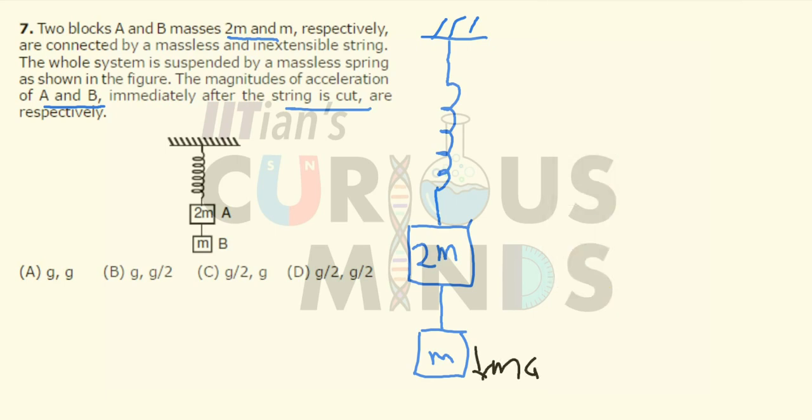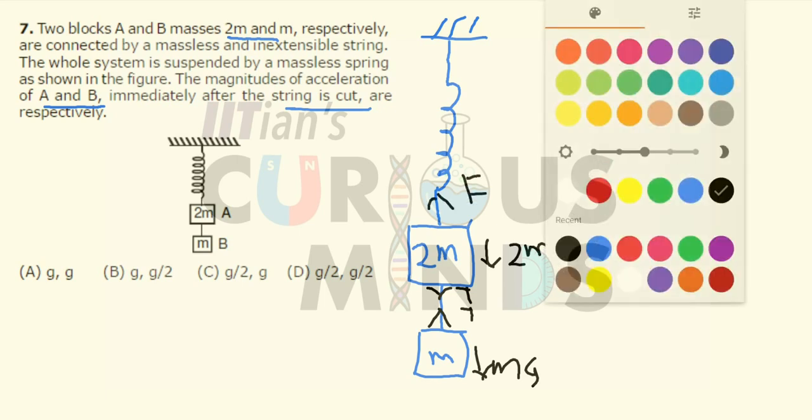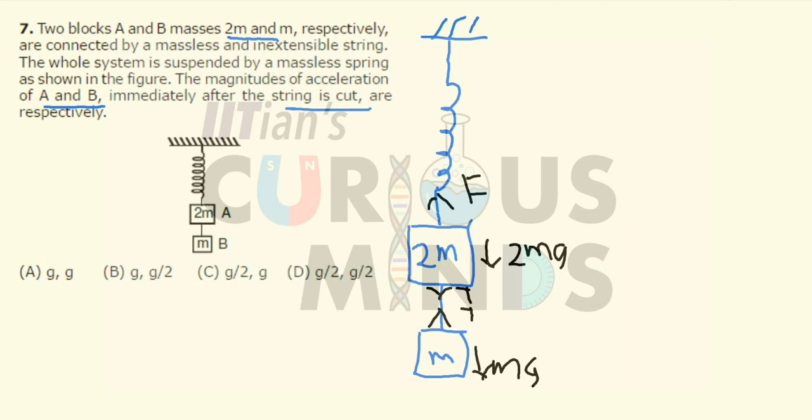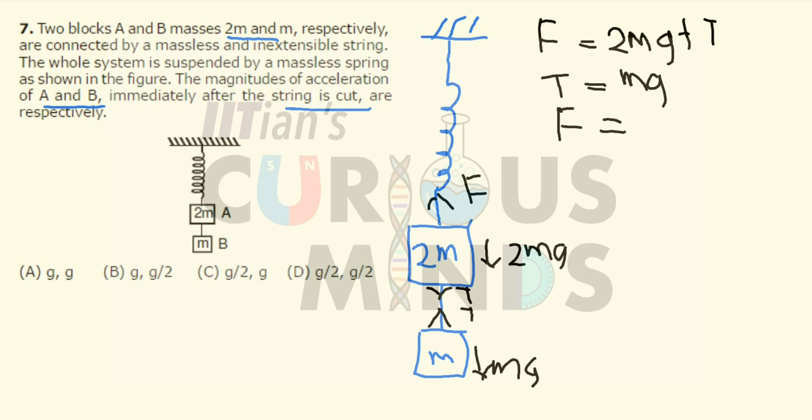There will be a tension over here, the same tension will act, and there will be 2mg at this point. There will be a spring force which will push it in the upward direction. So if I write down the equation, F will be equal to 2mg plus T for the first block of 2m, and T over here will be equal to mg for the second block. So basically the force applied over here will be equal to 3mg.